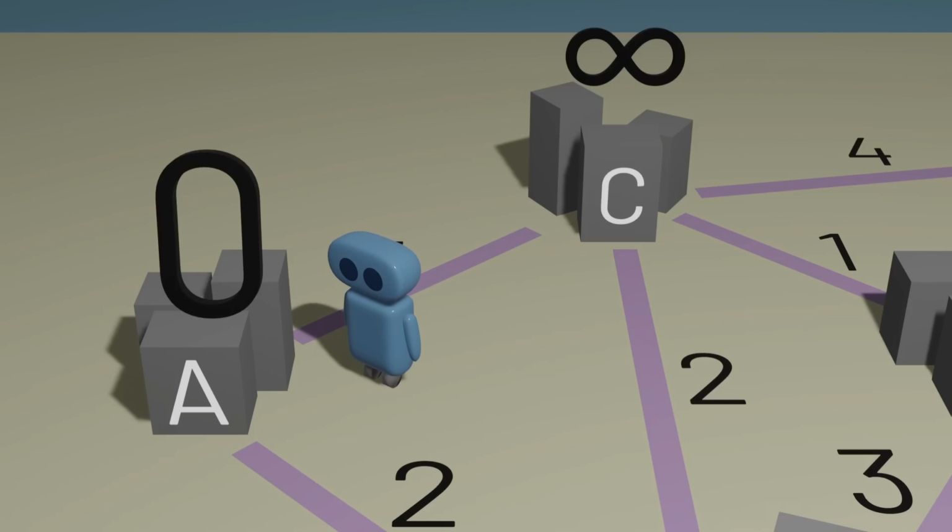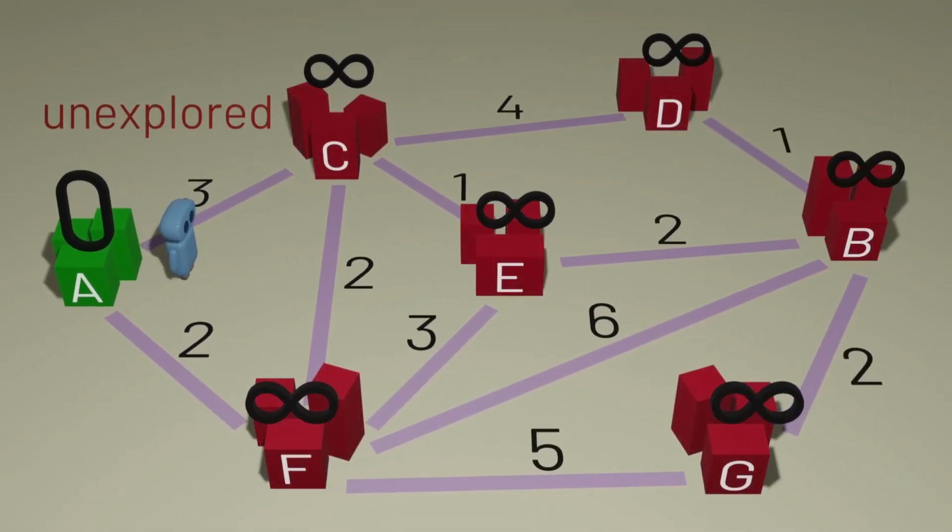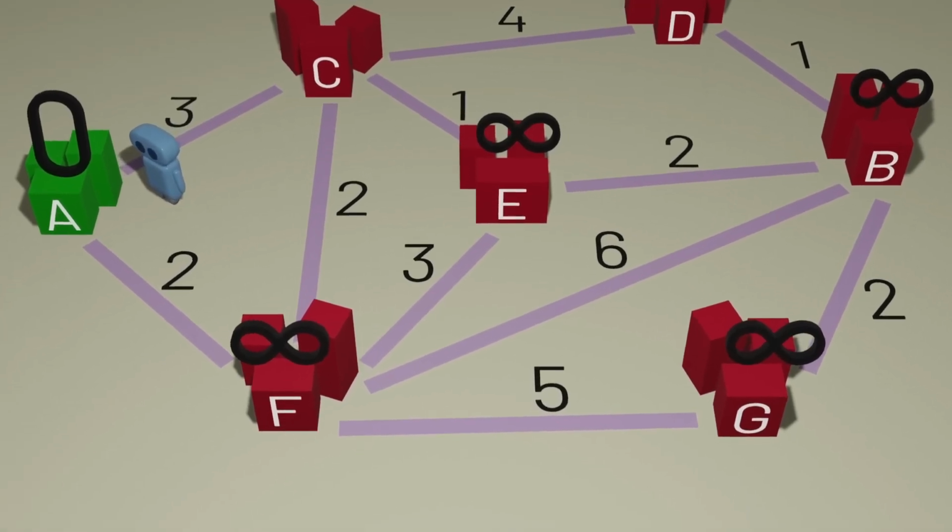Once we have found the shortest path to a town, let's call that town explored. For all the other towns, we'll consider them unexplored. We don't know yet what the shortest path to them is. So, what we can do next is Dijkstra's algorithm.